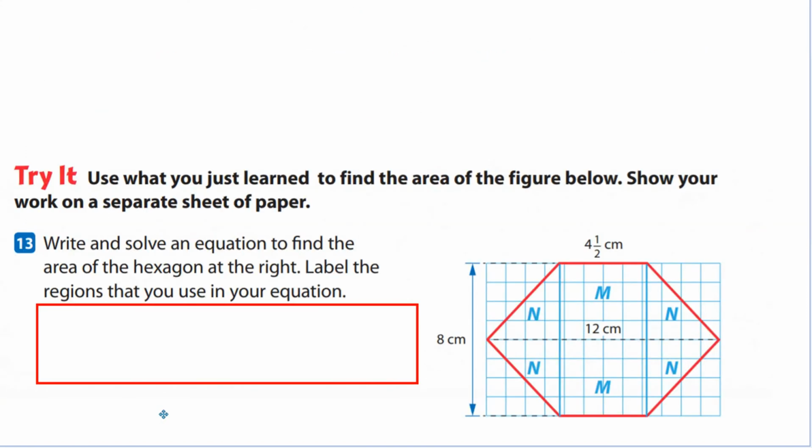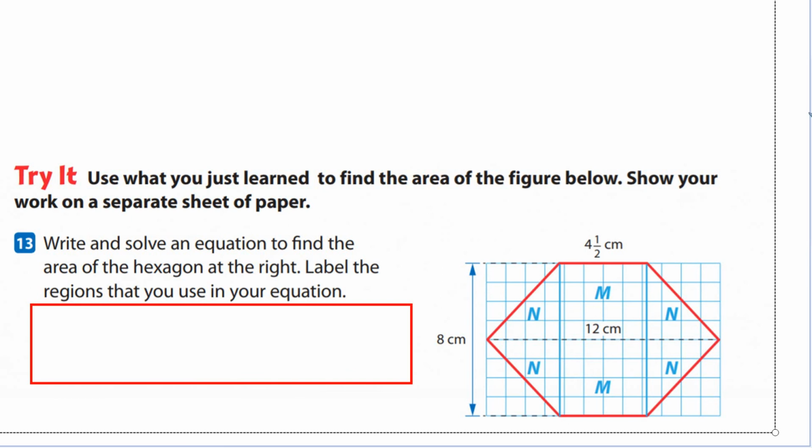Then they give you one more question. Let's go over this question for a sec. Use what you just learned to find the area of the figure below. Show your work on a separate sheet of paper. Obviously, if you want to show it on your Google Drive, etc., you can. It says, write and solve an equation to find the area of the hexagon at the right. Label the regions that you use in your equation.